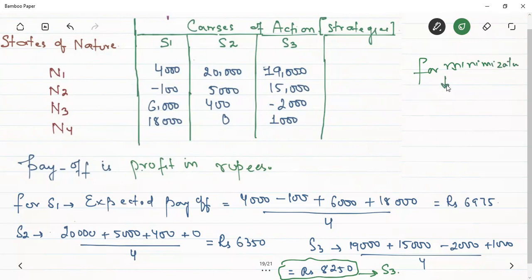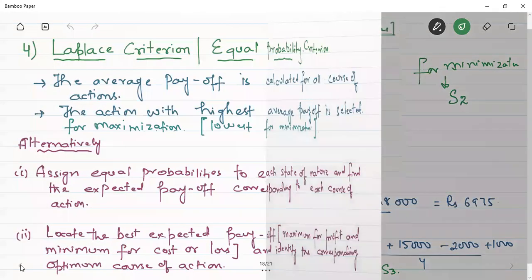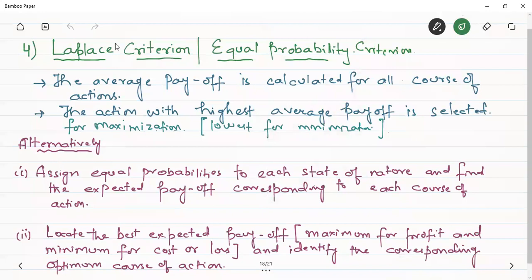What would have been selected? We can see that the minimum value is for S2, therefore the second strategy will be selected. Okay, in many books this Laplace criteria is given as per these statements: assign equal probabilities to each state of nature and find the expected payoff corresponding to each course of action.